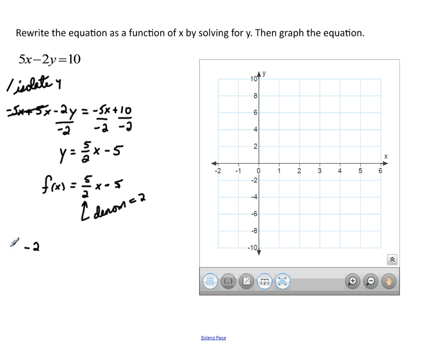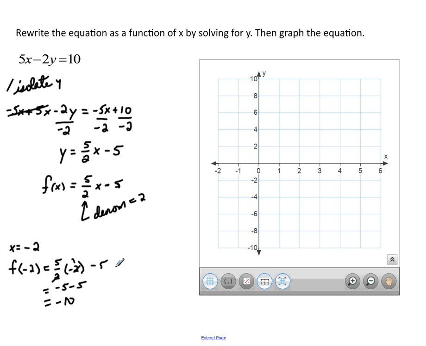And at x equals negative 2, we're going to get a function 5 halves times negative 2 minus 5 is going to give us 5. The 2's cancel. It's negative 1. Negative 5 minus 5. So we would get negative 10.